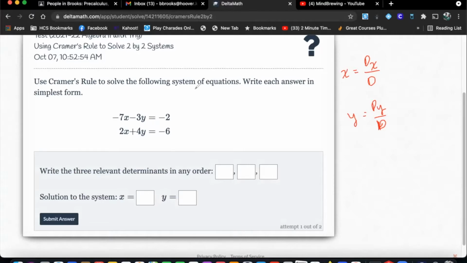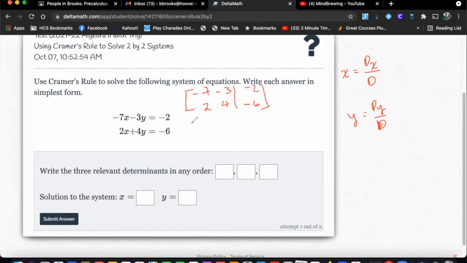All right. The three determinants we need to determine. The first one is the A determinant. So if I was to put this in an augmented matrix, right? -7, -3, -2, and 2, 4, and -6. So I got it into an augmented matrix.